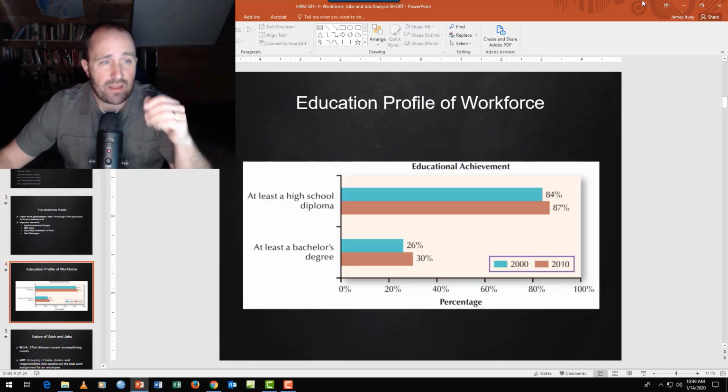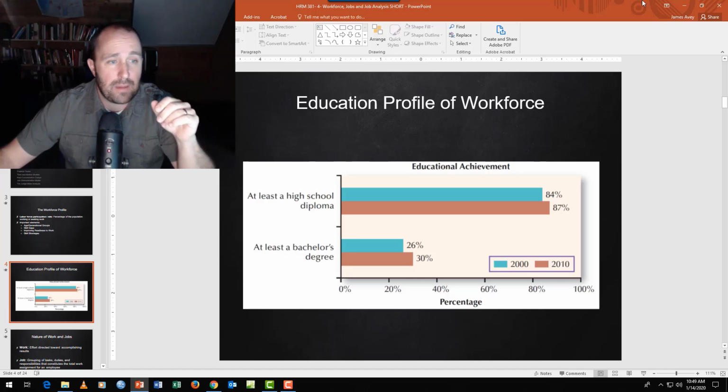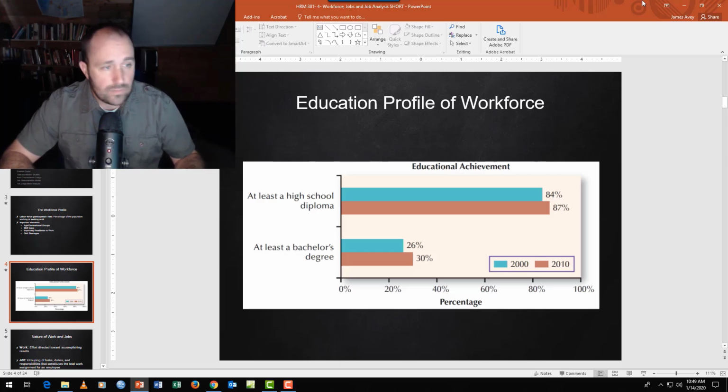So from an education perspective, you can see about 87% in 2010. You can see we have a decade split here on the data. 87% have at least a high school diploma, and about 30% or so, generally considered about a third of people, have an undergraduate degree. So if you are staffing for a job, you can look out there and say, how many people do we need with undergraduate degrees? Simple supply and demand.